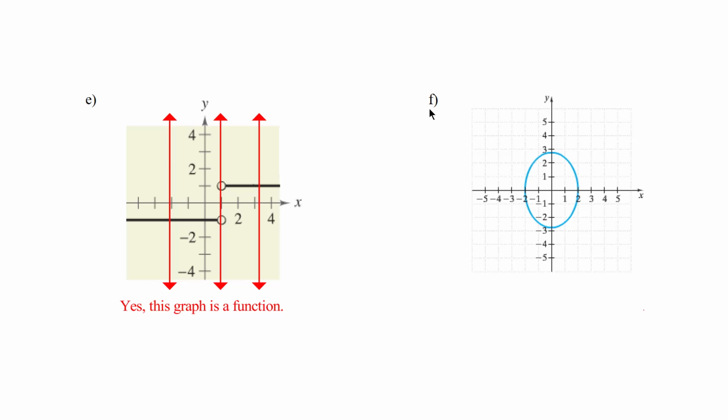Moving on to part F, we have the graph of an ellipse. You could see here that I drew a vertical line crossing the graph more than once. So that means no, this graph is not a function.